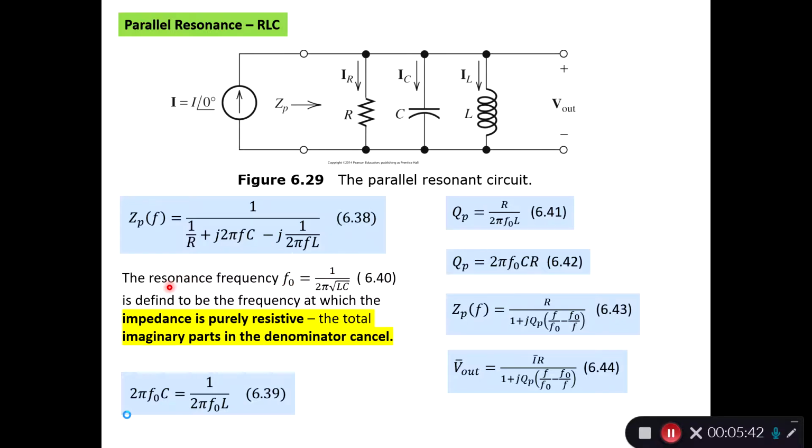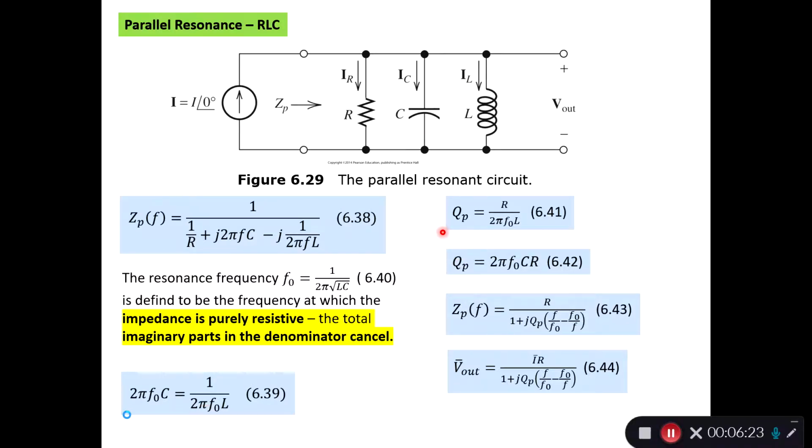We have the definition of the resonance frequency. It's the same as for the series resonance circuit, but it's defined at the frequency at which the impedance is purely resistive. The total imaginary parts in the denominator is cancelled out, so this part cancels this part out. This is then the consequence. This part here becomes equal to this part.